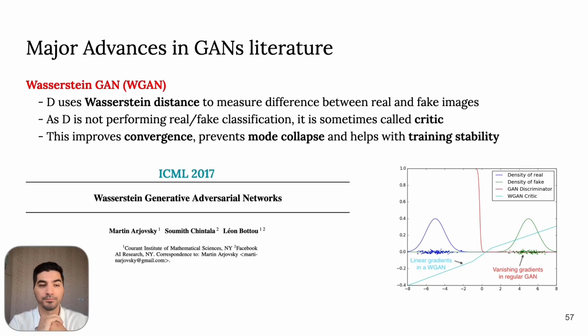And what they do, instead of real and fake classification in the discriminator, they want D to use Wasserstein distance to measure difference between real and fake images. Because D is not performing real and fake classification, sometimes they call it a critic. And as you can see on this figure on the right-hand side, WGAN has better gradients compared to original GAN. And this results in improving convergence, preventing mode collapse, and helping with a better training stability.